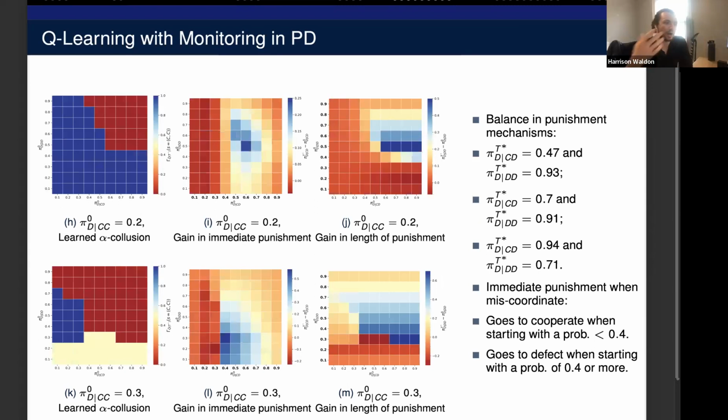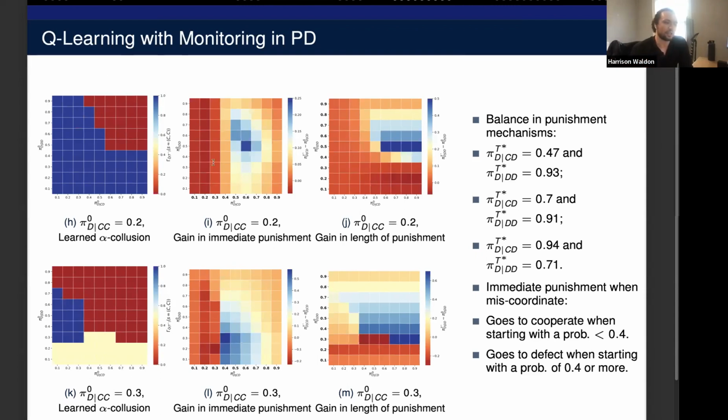So as we said before, for behavior to be considered collusive, recall agents need to learn a reward-punishment mechanism. And so we do see that behavior exhibited by Q-learners. The middle and right panels here describe the difference in immediate punishment probability and the difference in length of punishment probability, respectively, between convergence time and initial time.